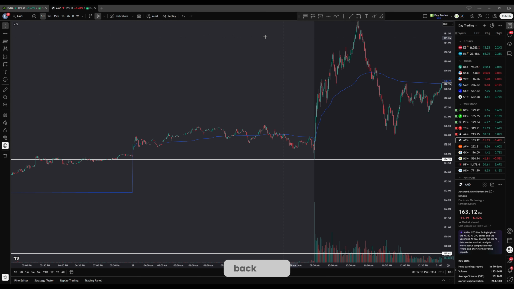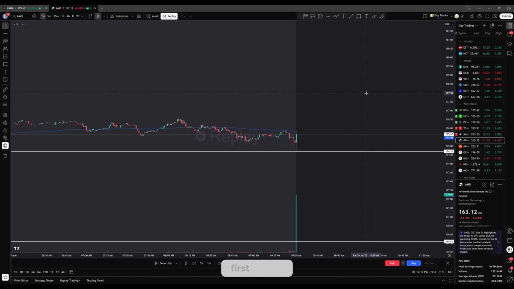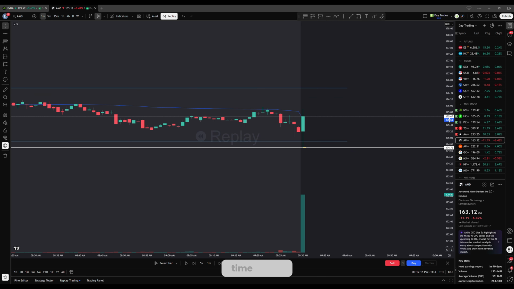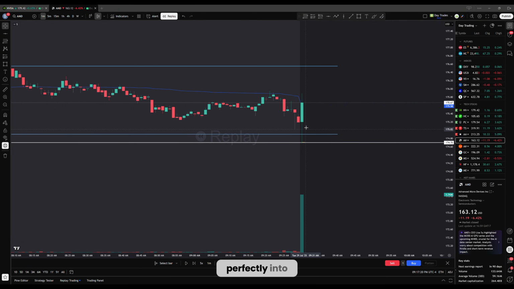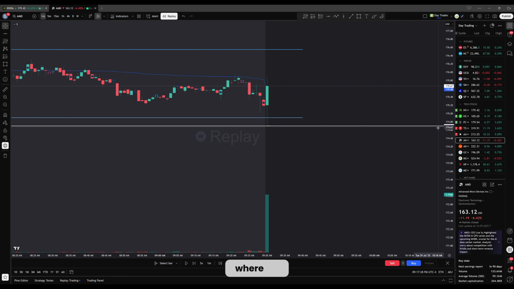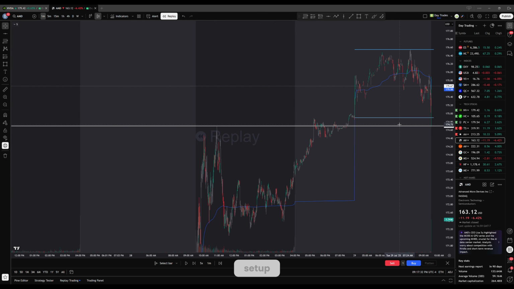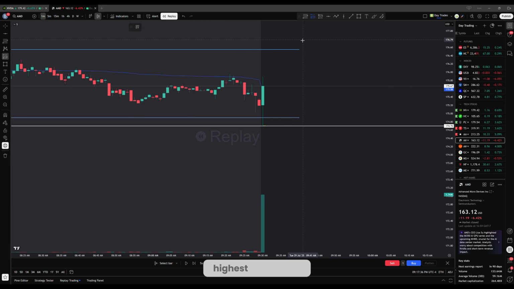So now we can go back right here. As you guys can see, coming into the day, the very first candle on the 1 minute time frame actually ended up retesting perfectly into our previous day high, being our 174.70 key level. This would be a bit more of an aggressive entry, but this is exactly where we would go long on this setup for our best risk to reward ratio on this trade and the highest probability.